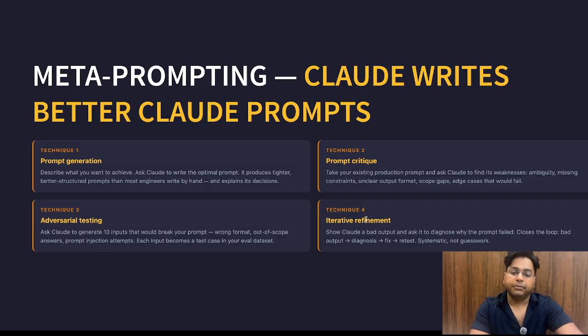It is iterative refinement. Here we show Claude a bad output and then ask it to diagnose why the prompt has failed. Then Claude basically closes the loop. First, from the bad output it does diagnosis, then it fixes, then retests. So, it is systematic, there is no guesswork. Now, I will be showing you all the examples of it.